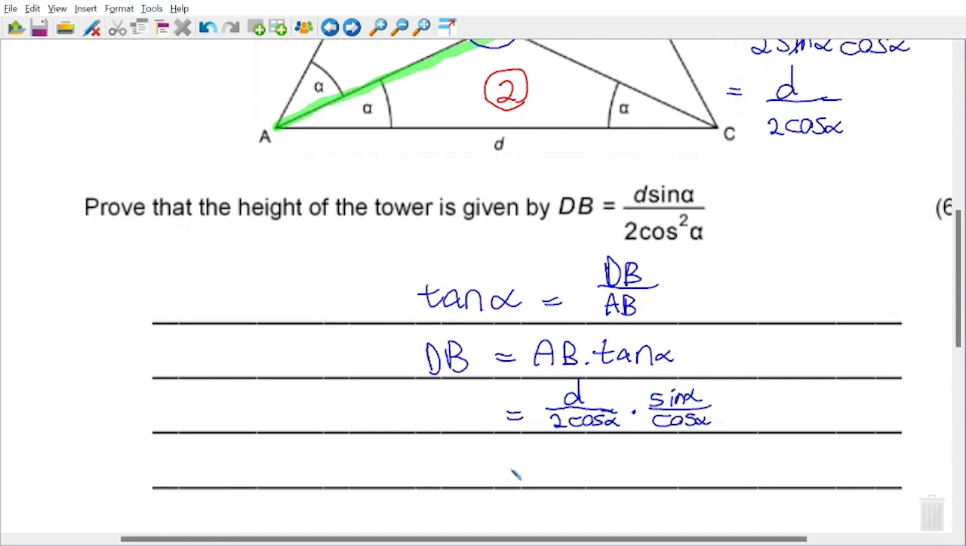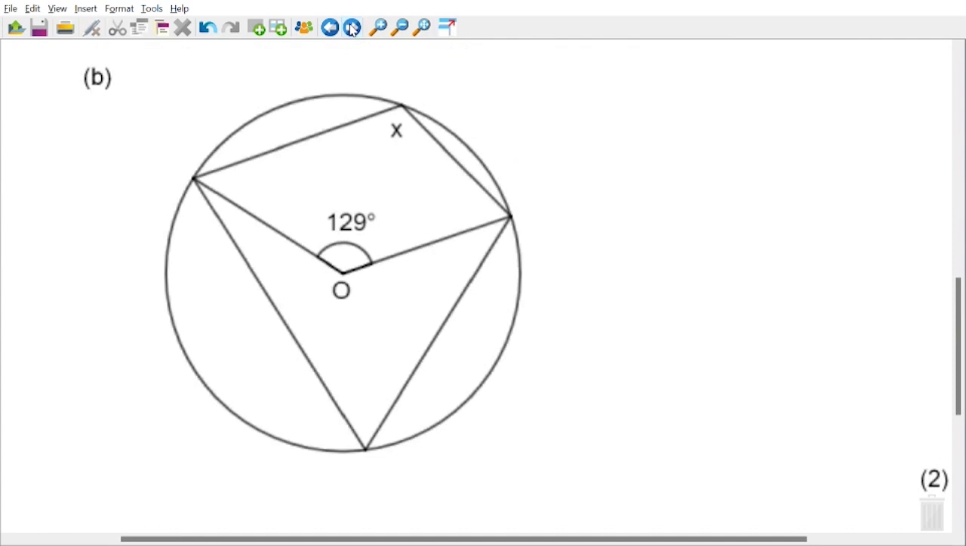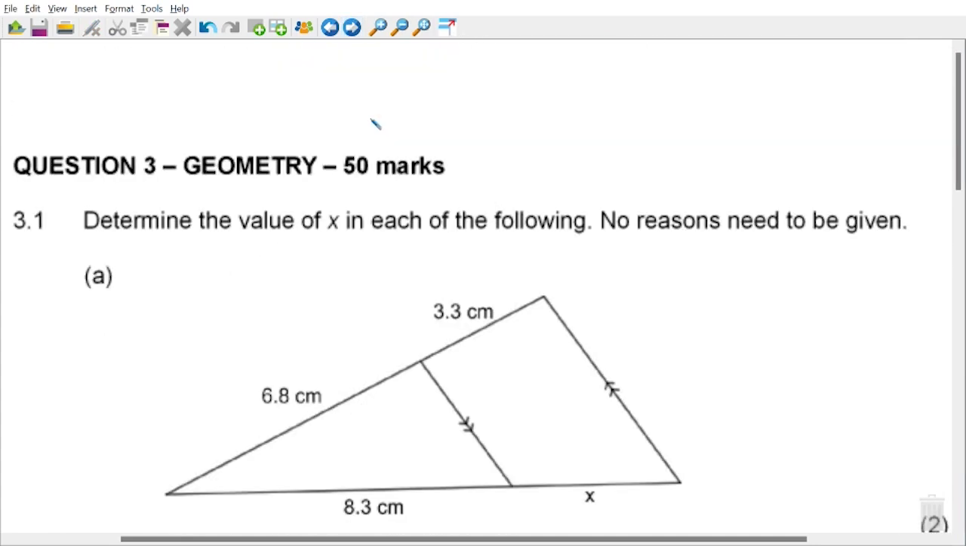When I simplify this and multiply the tops and bottoms of these two fractions, the tops give D sine alpha, and the denominator is 2 cos squared alpha. And there it is, and that's exactly what I was asked to show. Reasonably tricky one, but just using all the rules that we need to know and learn. That brings us to the end of the trigonometry, and we're going to dive straight into the geometry.